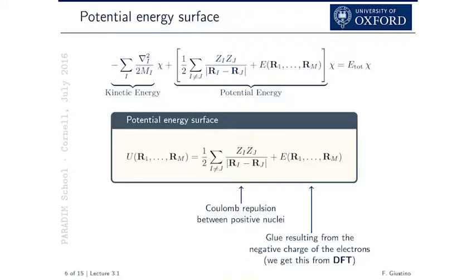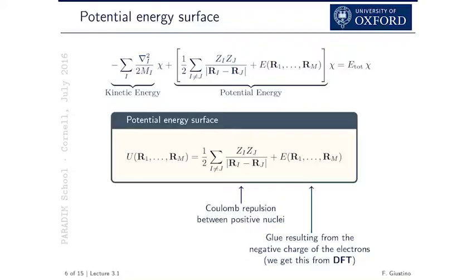If you go to quantum chemistry, you study reactions and things like that, people talk a lot about potential energy surfaces. That is the formal definition. It's basically the repulsion between nuclei and then this term. What this term means is that the nuclei want to be further apart from each other, and the electrons are acting as a glue to keep everything together. And this quantity is what we obtain from DFT.